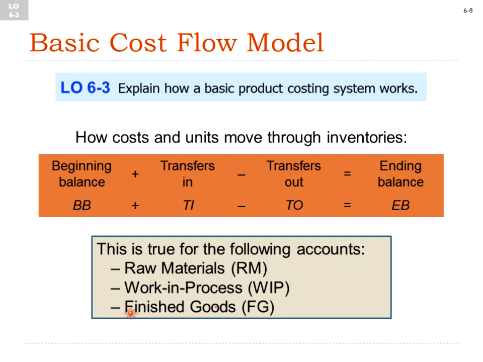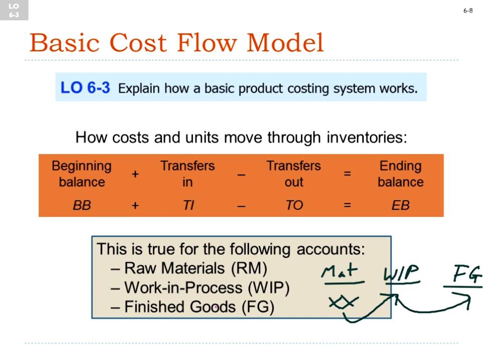So we're going to have materials, work in process, and finished goods. You're going to put your materials first in that account, in raw materials. Then you're going to add labor to that, and when you do that, you move it over to the work in process account. And then finally, when the item is complete, you move it into finished goods, which means it's ready to be sold.